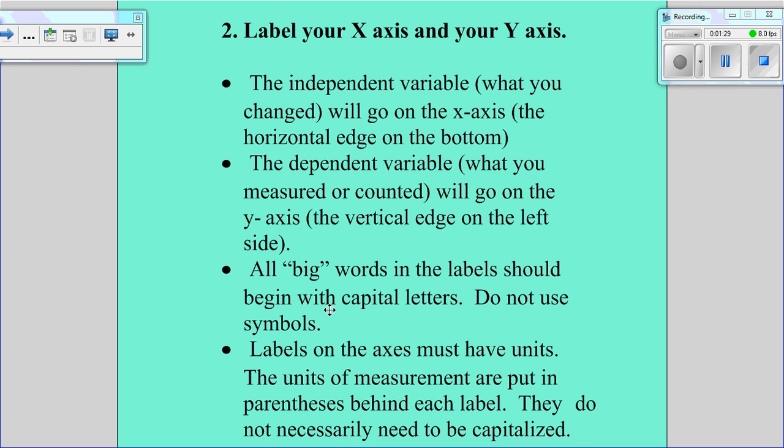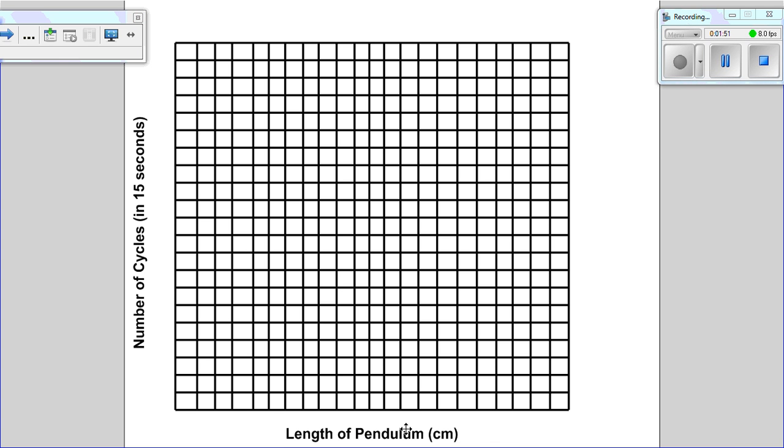Do not use symbols such as the number symbol in any of your labels. Labels on the axes must have units. The units of measurement are put in parentheses behind each label. They do not necessarily need to be capitalized. So when you make your line graph, your axes should look like this.